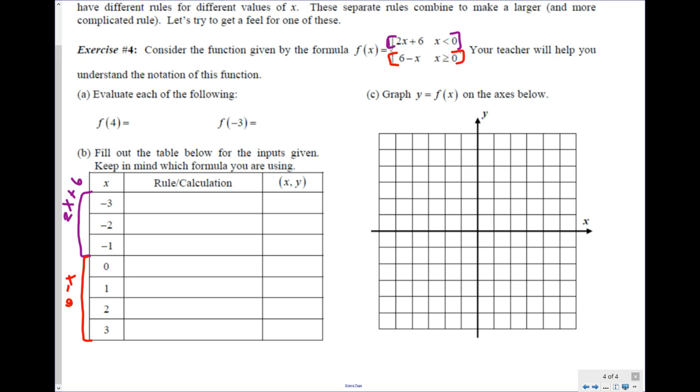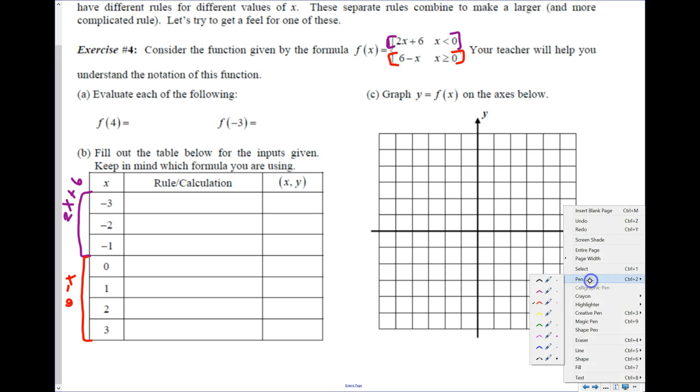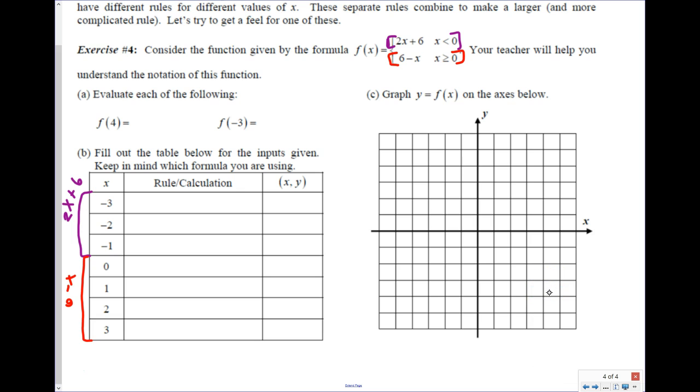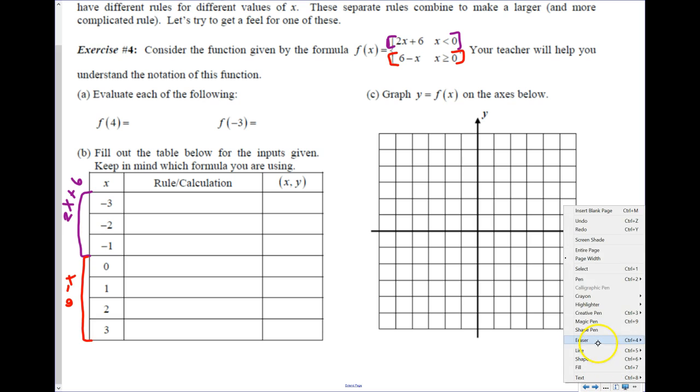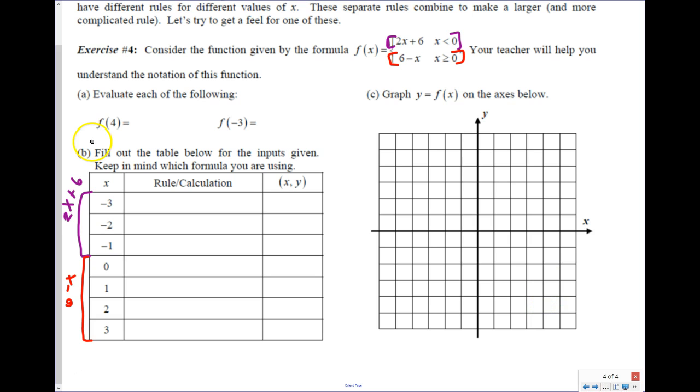Okay? So let's start with A and evaluate what this might mean. So for A, f of 4, you have to ask yourself, is 4 bigger than 0 or less than 0? So I know that 4 is bigger than 0, so I'm going to write a little note to myself down here, and I'm going to say, look, 4 is greater than 0, so I need to use this bottom one. So I'm going to say, okay, that means that I'm going to use 6 minus x. So I'm going to say, let's plug in 4. So it's going to be 6 minus 4, which equals 2. So f of 4 is going to give me an answer of 2.